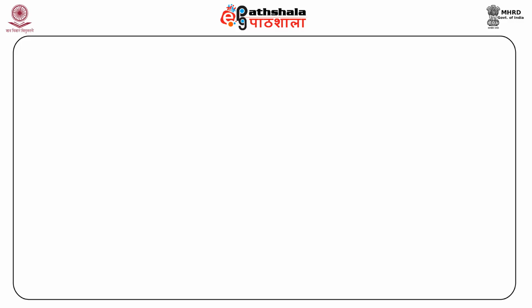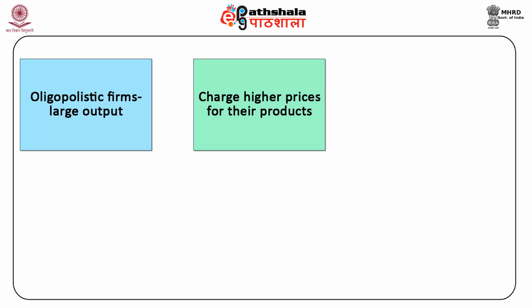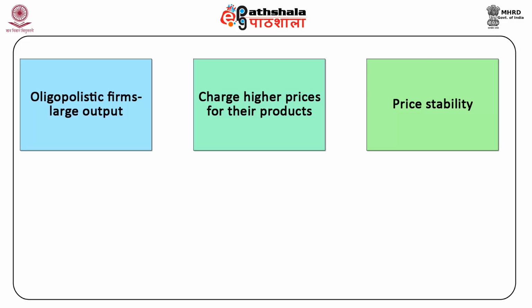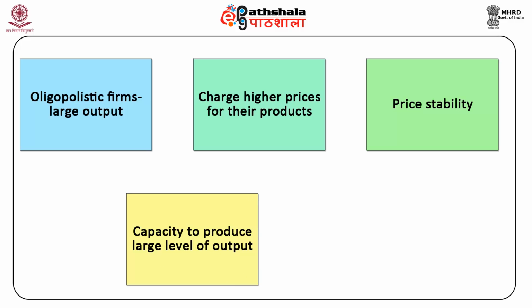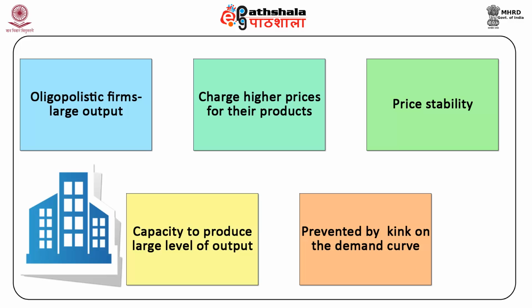According to Hall and Hitch, oligopolistic firms are producing a large level of output and thus charge higher prices for their products. The reason behind this was that oligopolistic firms prefer: 1. Price stability, 2. They have capacity to produce a large level of output, and 3. They are prevented by the kink on the demand curve from raising price.